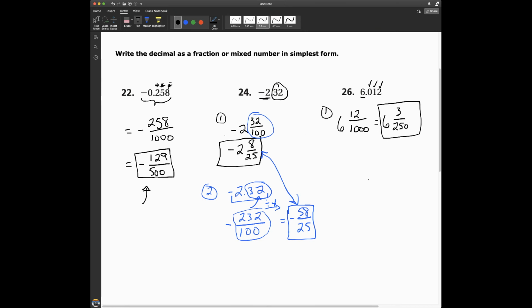The other way would be to write these digits, 6, 0, 1, and 2. And again, we said that this is the thousandths place. So write that over 1,000. Both of these numbers are divisible by 4. And what do I get? I get 1,503 over 250. Can I simplify that anymore? It turns out that you can't. So both of these answers are correct, what you see in red and what you see in black.